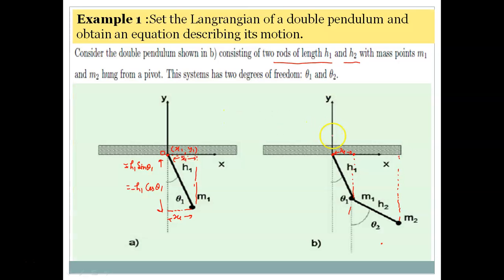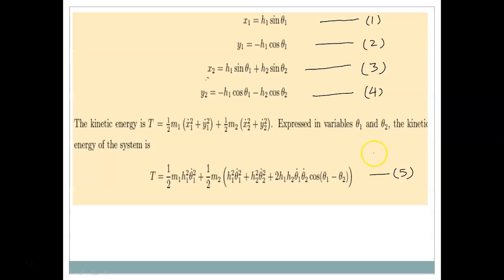Then the distance x2 is the whole distance up to this place. So this x2 will be the sum of this part plus this part. This part gives you h2 sine theta2. So x2 is this thing. Similarly y2 is the sum of the first one and the second one. That is how we have evaluated the Cartesian coordinates for the double pendulum.